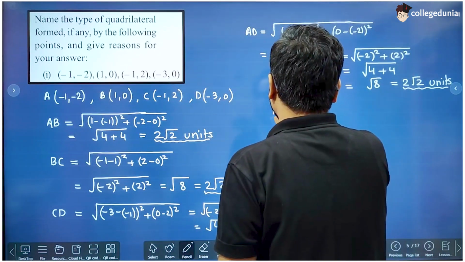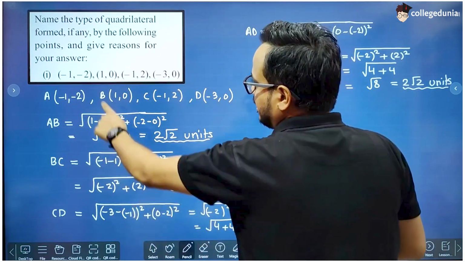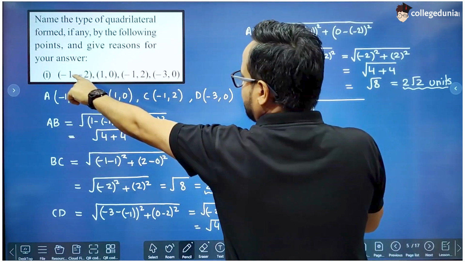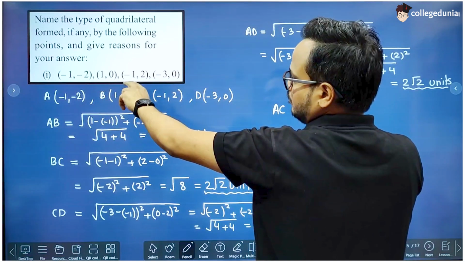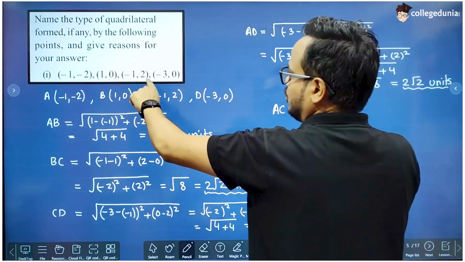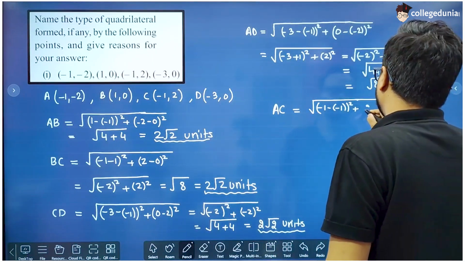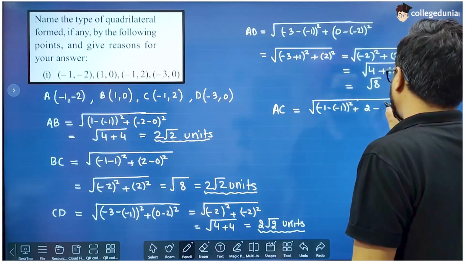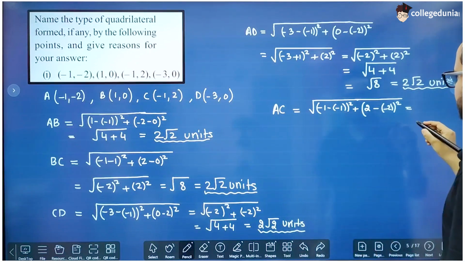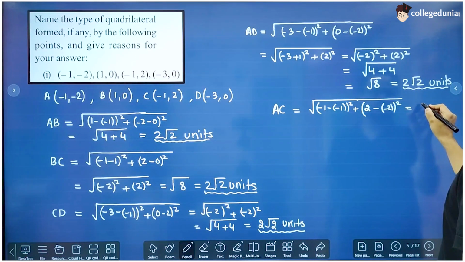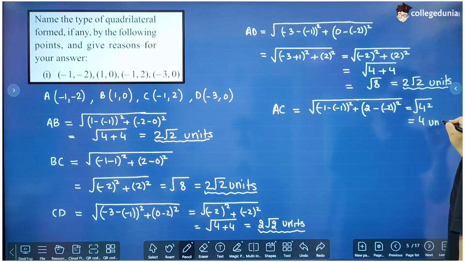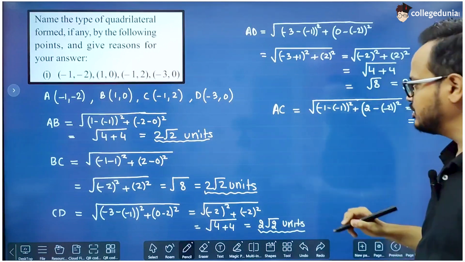Now let's find AC. The coordinates of A are this and the coordinates of C are this. So it is the square root of (x2 minus x1) whole square, that is minus 1 minus 1 whole square, plus (y2 minus y1), that is 2 minus 2 whole square. So minus 1 plus 1 is 0, and 2 plus 2 is 4, the square root of which is 4 units. So the length of one diagonal is 4 units.